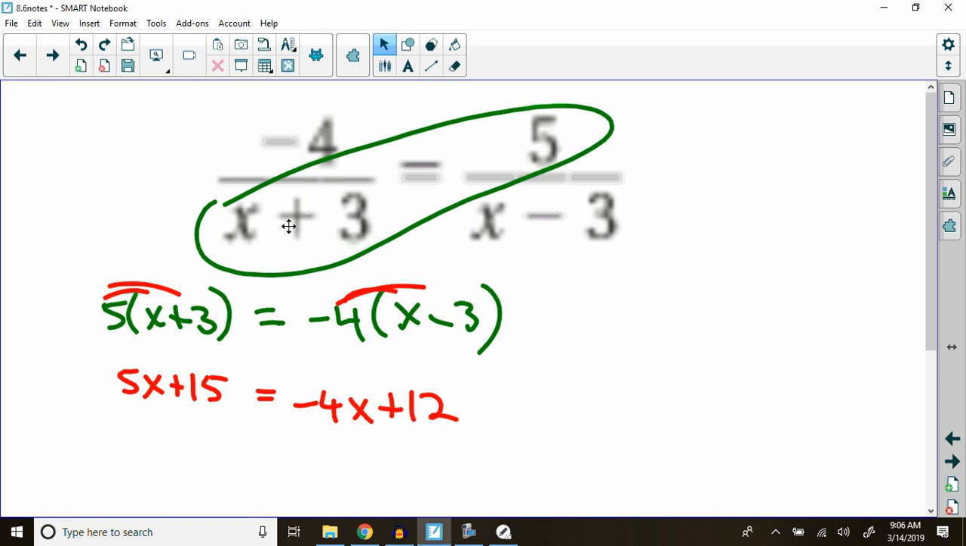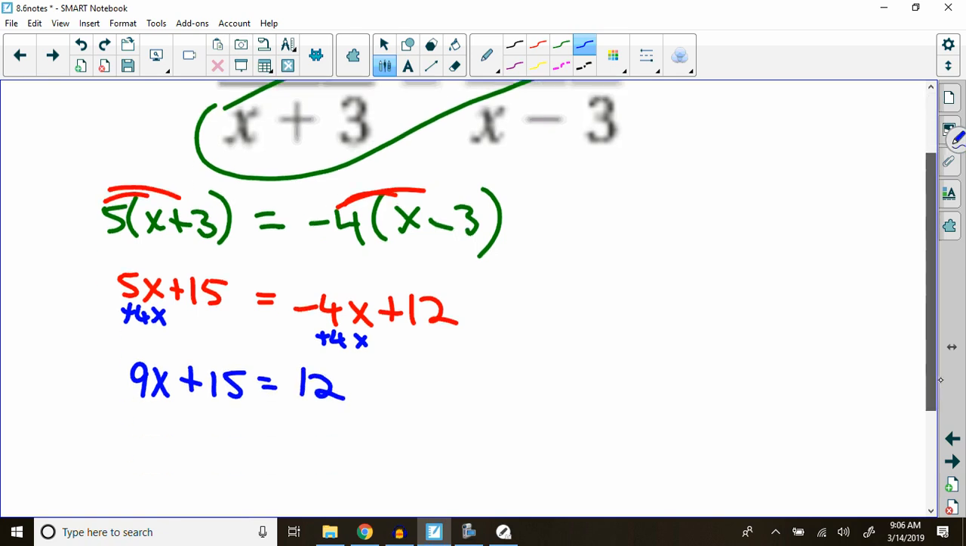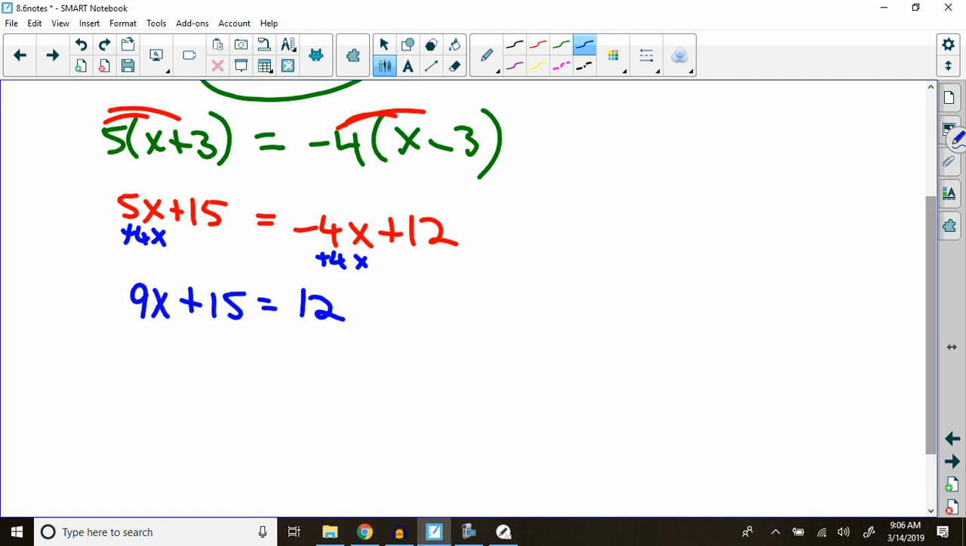I'm really glad we took a minute and looked at this one. So solving the rest of this then, I guess I'll put all my x's on the left. I'll add 4x. Add 4x. So 9x plus 15 is equal to 12. Go ahead and subtract 15 from both sides. So we have 9x is equal to negative 3.